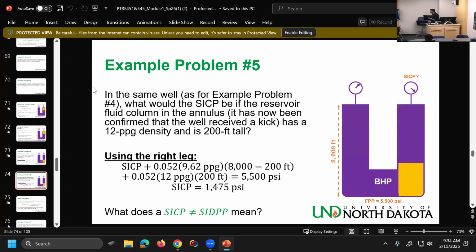Now, BHP equals FPP is a balanced condition. If you get a kick and you have to shut in the well, you force it to become a balanced condition, so you get some values here. And that's basically the part that the fluid you have in the well cannot balance. It's the part that you are missing.